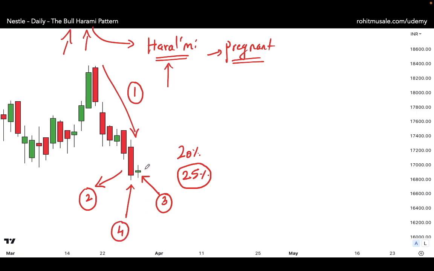Fifth condition is that the second candle can be any color. So it need not be green or red. Green or red, anything is okay here. It can even be a doji candle. Doji means the open and close are the same. That's the doji candle. So whenever in a bull Harami the second candle is a doji, it is called the bull Harami cross, which we will discuss in some other video.